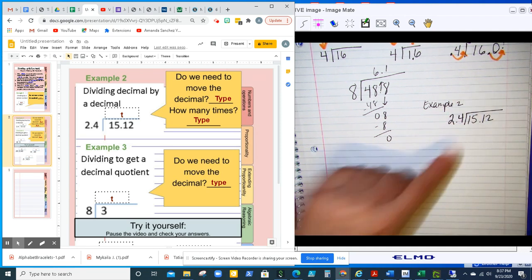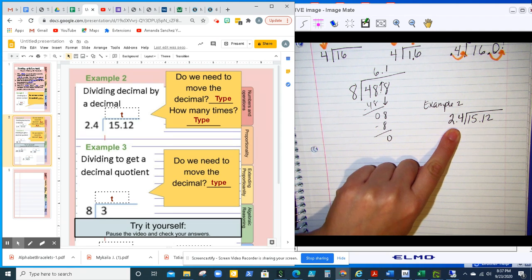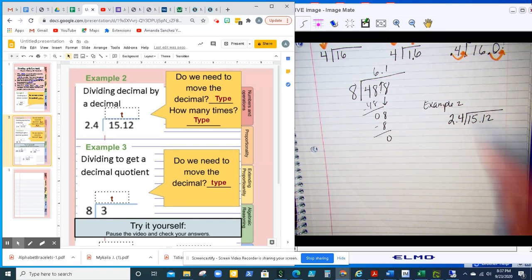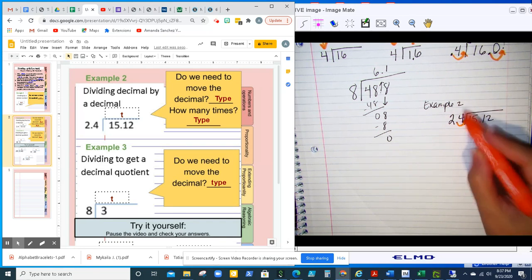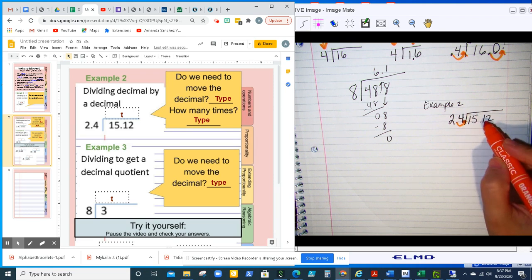So remember, you focus on the value outside, which is the divisor. This needs to be a whole number. So since it's not, bump that decimal one time to the right, and whatever you do to the number on the outside, you must do to the number on the inside.